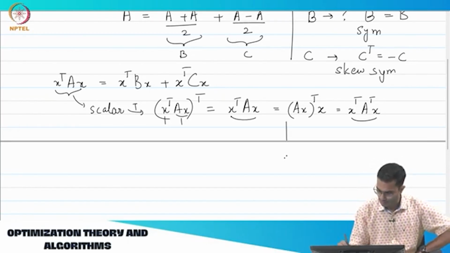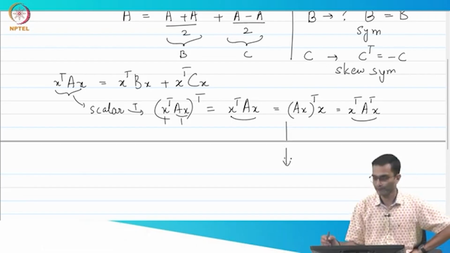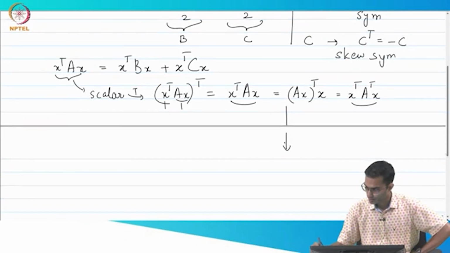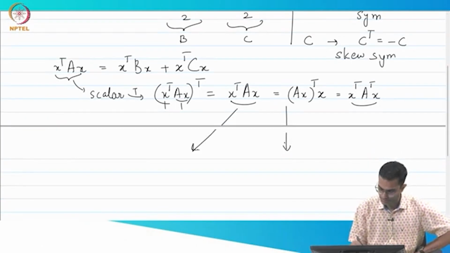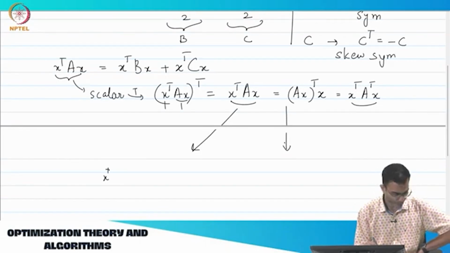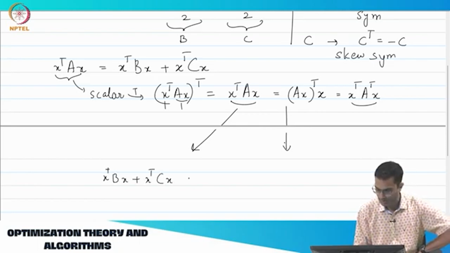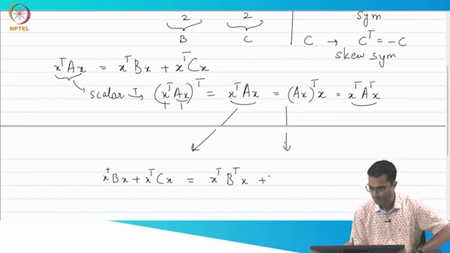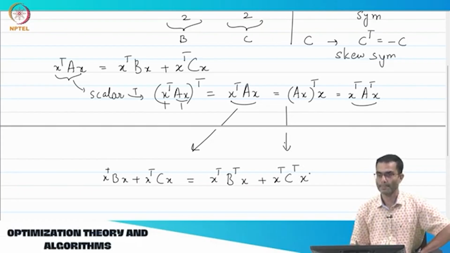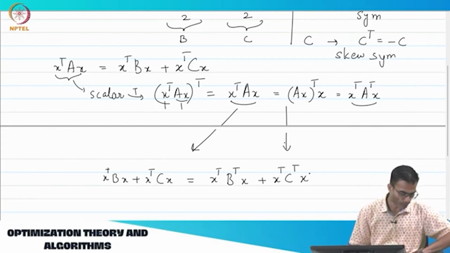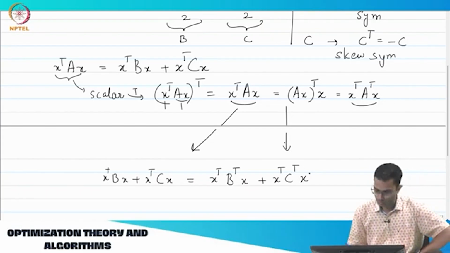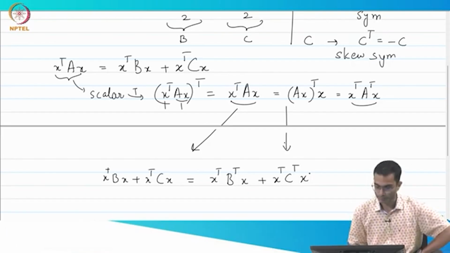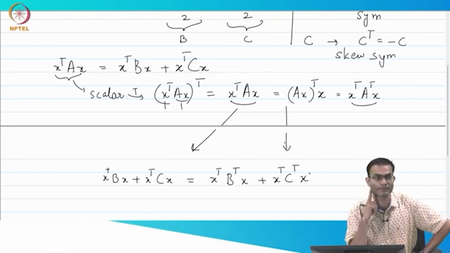Let us substitute over here for A. So what am I going to get? On this side, when I substitute, x transpose Ax is going to give me x transpose Bx plus x transpose Cx, equal to x transpose B transpose x plus x transpose C transpose x, right. So what else can we do? Is there any simplification that follows?